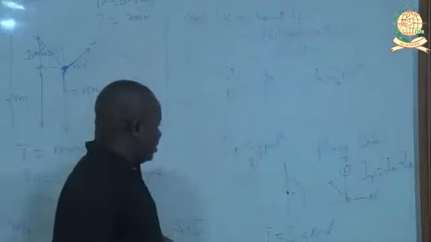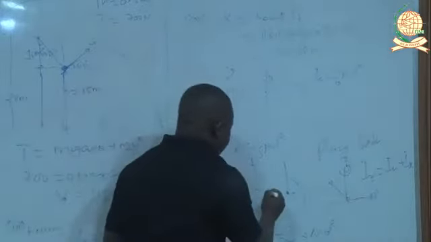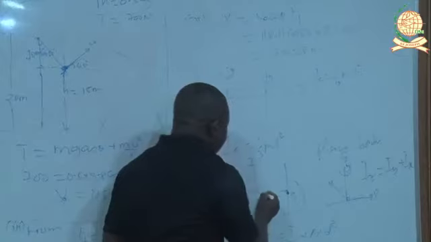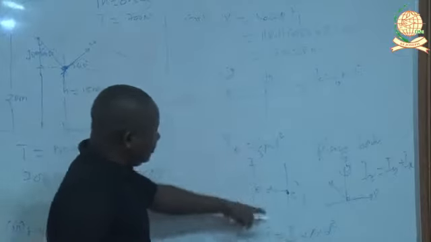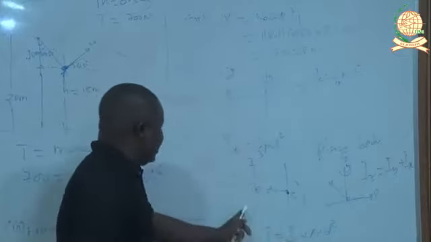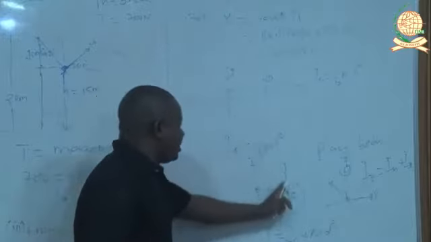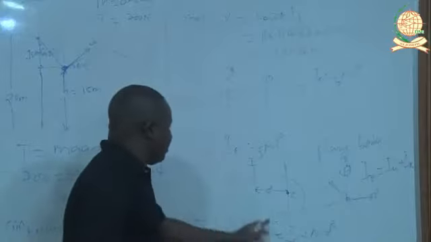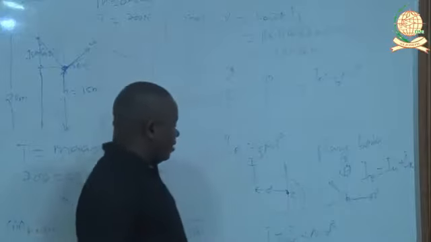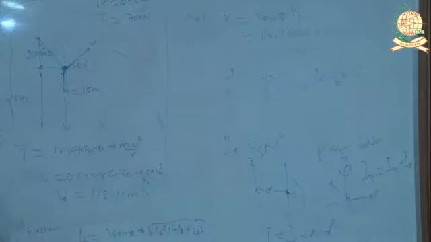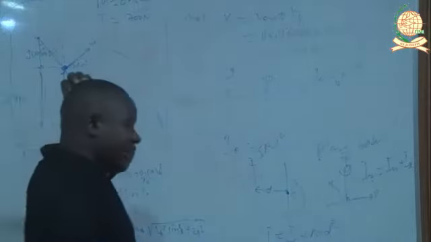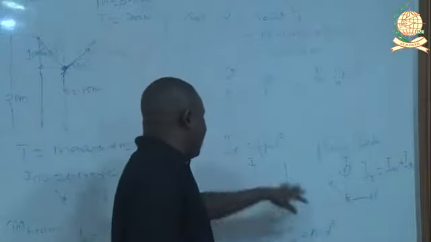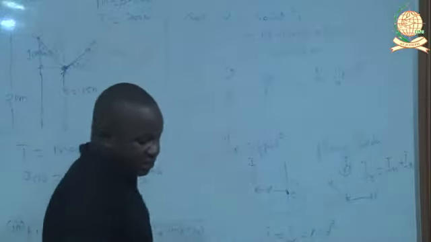Here is the perpendicular distance between the two axes. The moment of inertia of this body about this axis, which is parallel to the axis through the center of the same body, will be equal to the moment of inertia of the body about the center plus the product of mass and the perpendicular distance between the two axes.